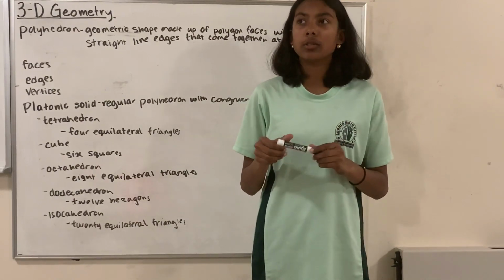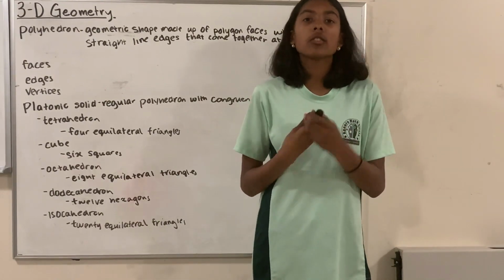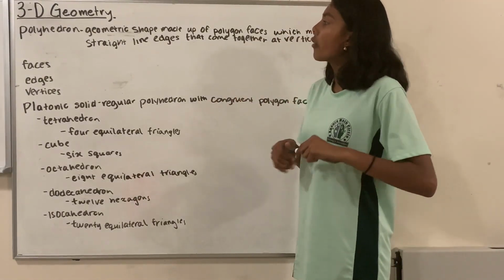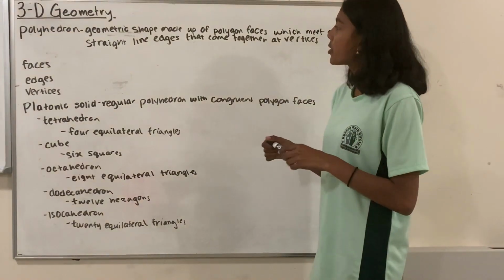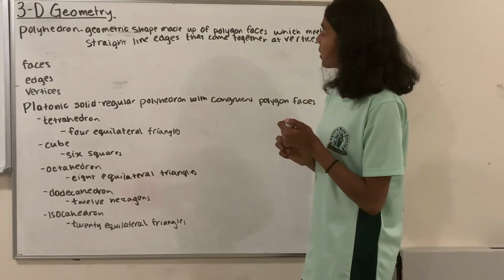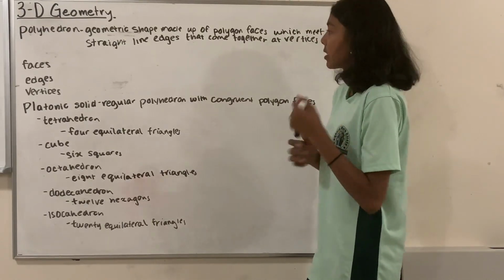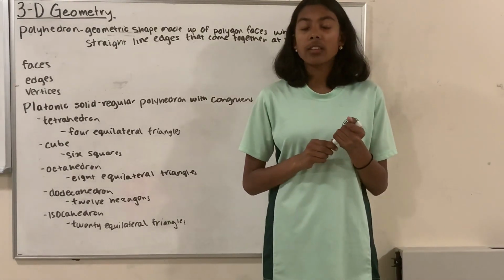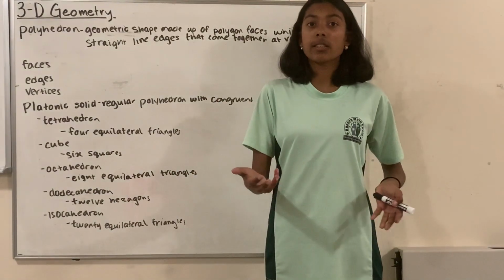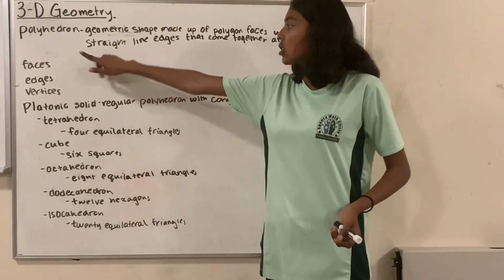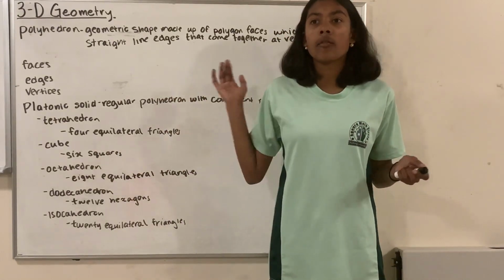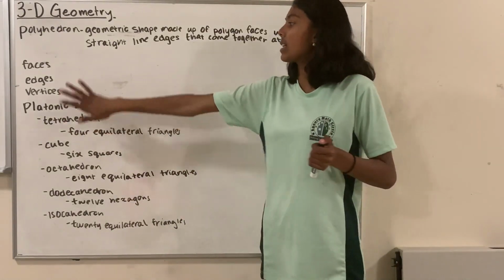Now we move on to the final part, which is 3D geometry. And in that, we have a few vocab terms. First off, polyhedrons. Polyhedrons are geometric shapes made up of polygon faces which meet at straight line edges that come together at vertices. So faces are basically the flat surface of a polyhedron. Edges are where they meet, or that is, faces are 2D, edges are 1D because they're lines, and vertices have no dimension because they're the points where the edges meet up.